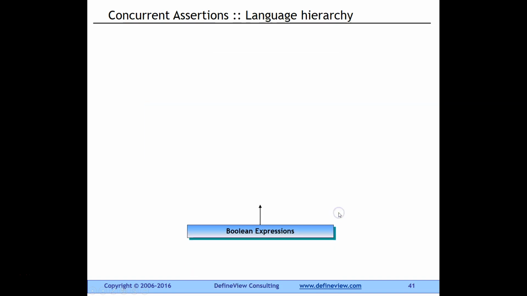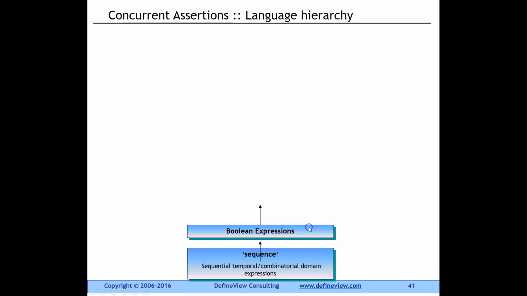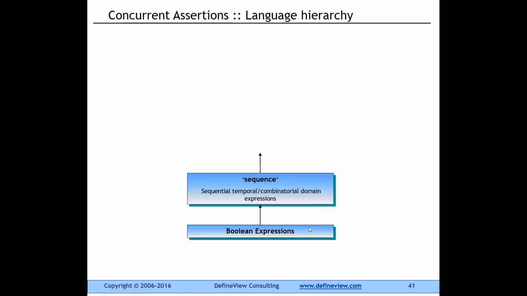So what we have seen is you have Boolean expressions. Those are used in sequences. Boolean expressions can also be used directly in a property like I just showed you. But this is what I call the language hierarchy. Try to follow this hierarchy for you to be able to design assertions with ease.